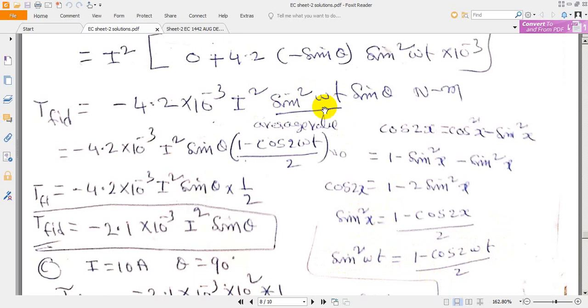If sine square x is equal to 1 minus cos 2x by 2, then sine square omega t is equal to 1 minus cos 2 omega t by 2. Substitute this value here. When you substitute it, the average value of cos 2 omega t is equal to 0.